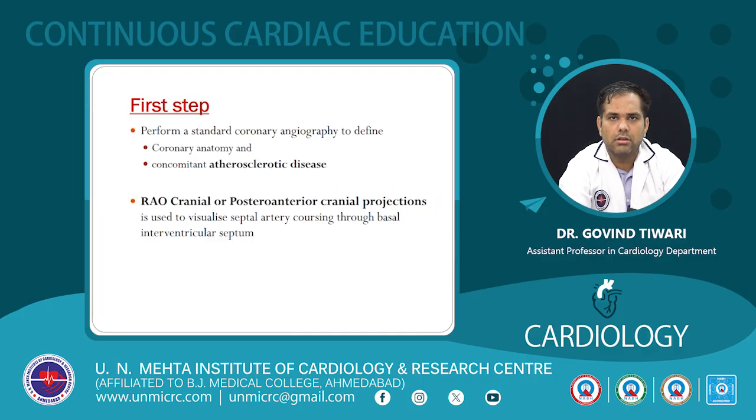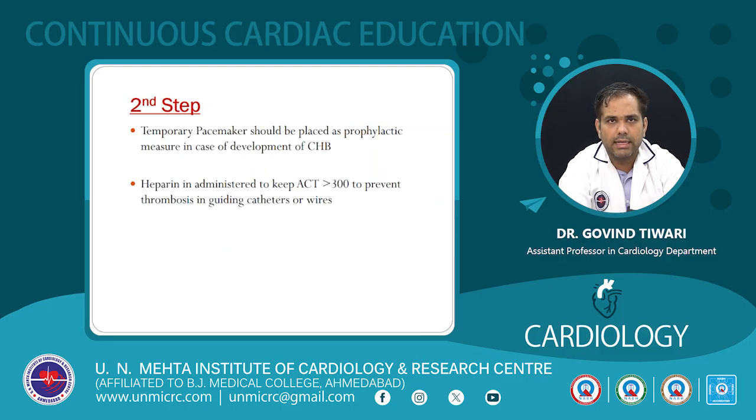Alcohol septal ablation. First step, perform a standard coronary angiography to define coronary anatomy and concomitant atherosclerotic disease. Caudal or posterior-anterior cranial view projections are used to visualize the septal artery coursing through the basal interventricular septum. Second step, a temporary pacemaker should be placed as a prophylactic measure in case of development of CHB. Heparin is administered to keep ACT more than 300 to prevent thrombosis in the guiding catheters or wires.